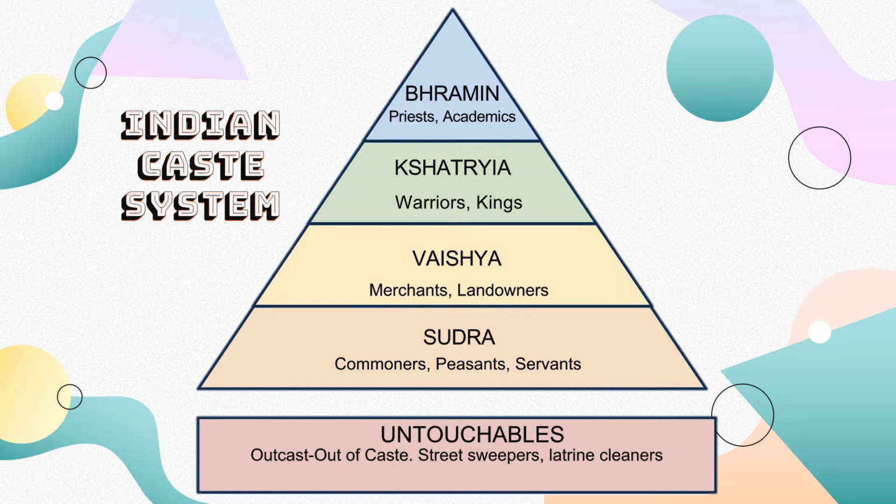This source, or this image, is an example of the Indian caste system, right? And it shows that the Brahmin are at the top and it goes down, right? And it explains who belongs in each class system, or really they call it caste. So at the top, they consider the priests or the people who are scholars, like academics, to be the highest. Under that are your warriors or your kings. Under that are your merchants and your landowners. Under that are your commoners, peasants, and servants. And then on the bottom is what we call untouchables, or what they called it.